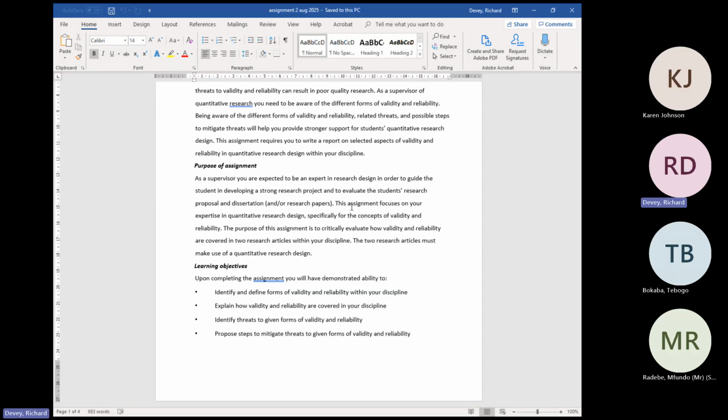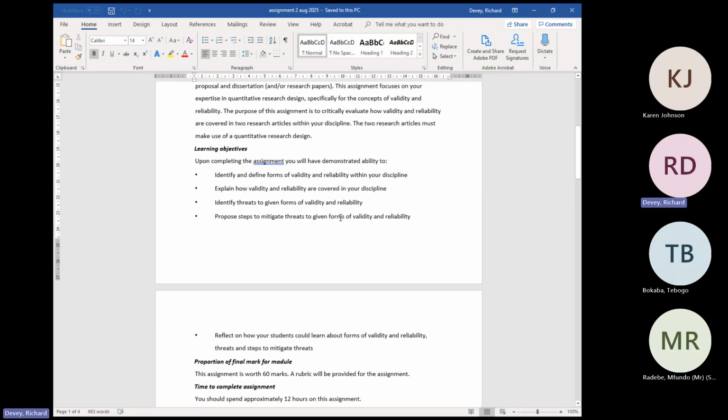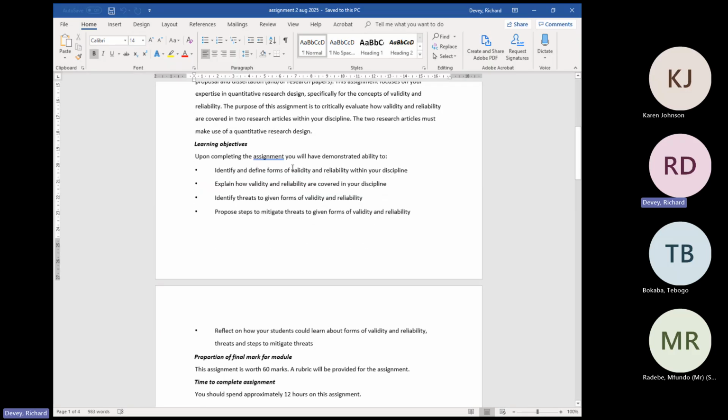As a supervisor, you then need to evaluate whether your students have done a good job in describing and dealing with validity and reliability for their project. So this is an exercise in doing that, but with formal research rather than with a student project, partly because it's easier to find research papers than it is to find student proposals, particularly in specific areas.